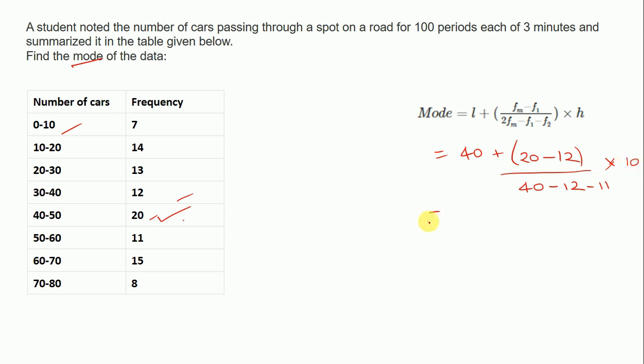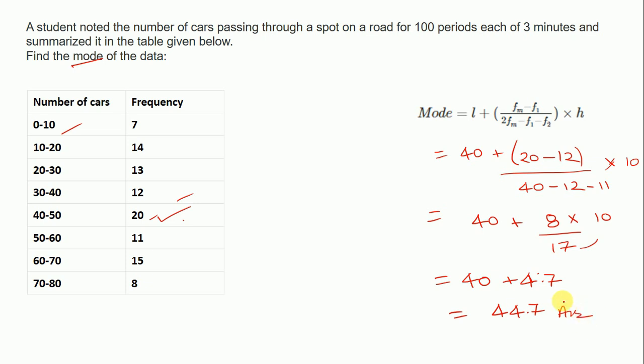Now what will be your answer? 40 plus 8 into 10. 11 plus 12 is equal to 23, means 17. 40 plus this portion will come out as 4.7. So your final answer will be 44.7.